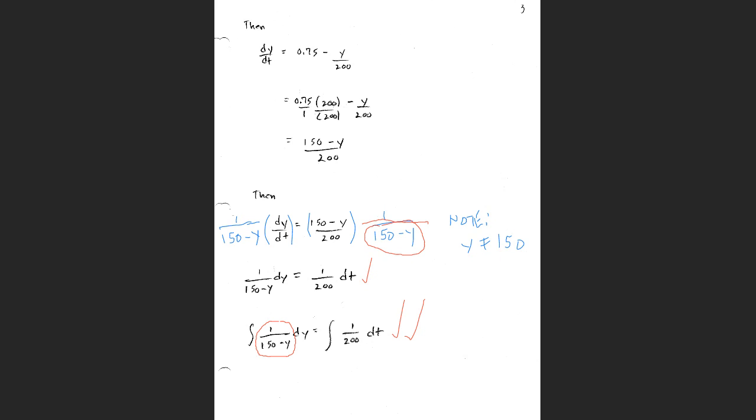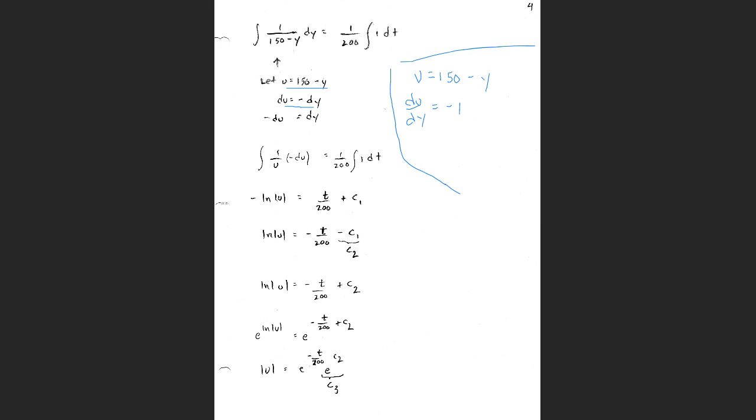Well, on that note then, if everybody's good, I'll go to the next page, if there are no questions. Okay. Well, so we're going to let u equal 150 minus y. Then du is negative dy. Let me just put in kind of an extra step here. So u is 150 minus y. That means du dy is equal to negative 1.